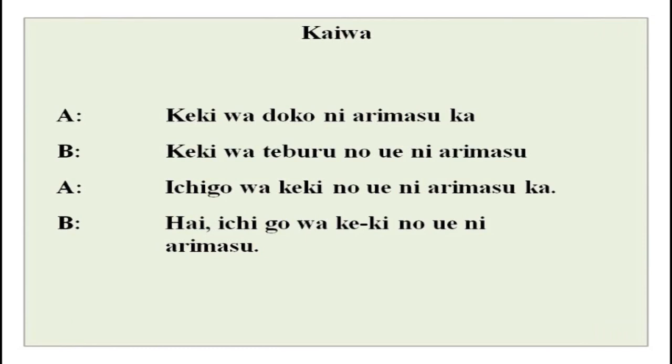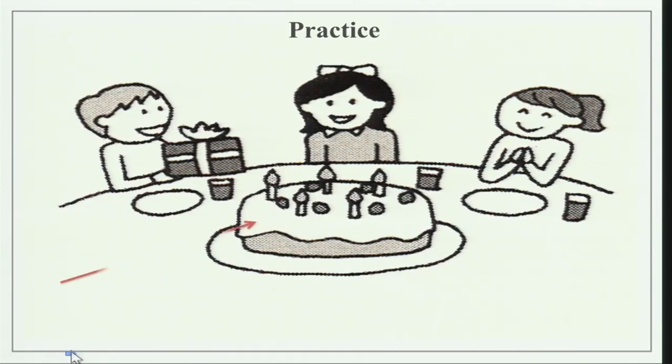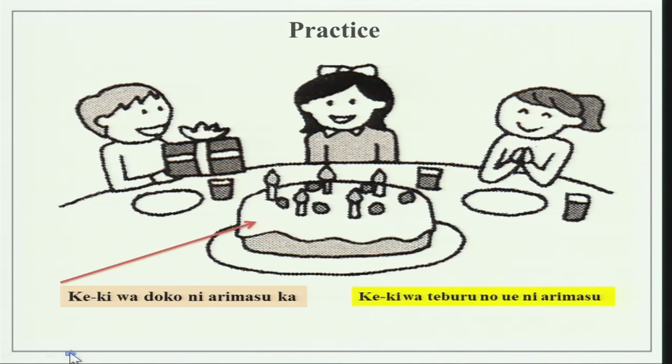You heard the conversation just now. Let us see what you understood from there. Practice this and let me see. Pointing at the cake, keiki wa doko ni arimasu ka? So, can you give me the answer? Hai. Keiki wa teburu no ue ni arimasu. Teburu is also used, which is table in English and tsukue in Japanese. So, you can either use tsukue or you can use teburu. Keiki wa teburu no ue ni arimasu.